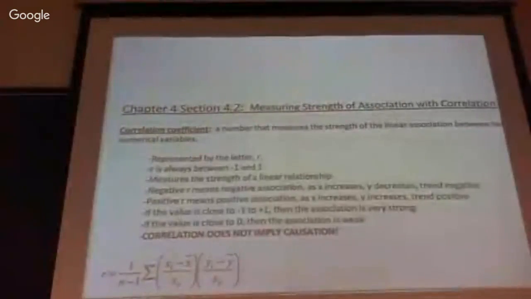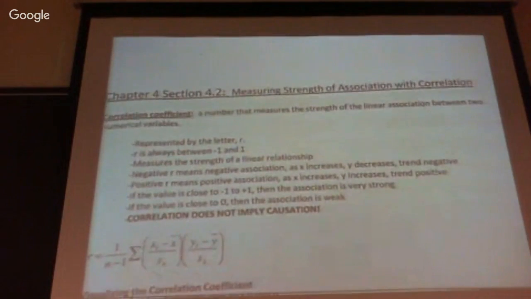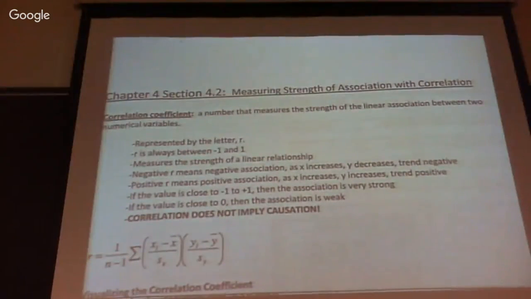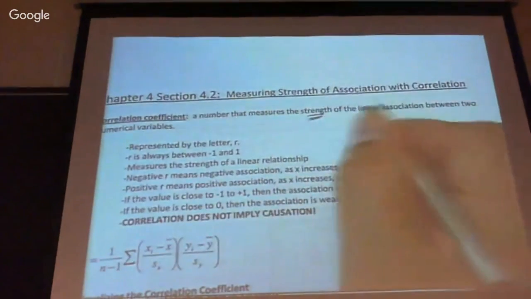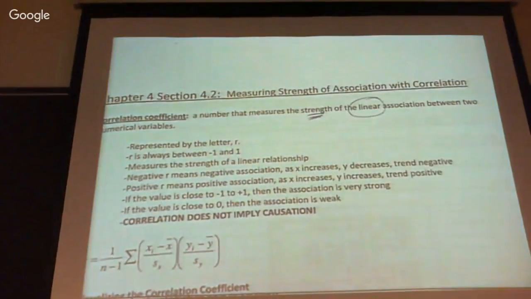Technically, yeah. It's definitely not weak, and you'll see why in a minute. For strength, we actually have a number, and that number is correlation. Correlation is a number that measures strength, but only if it's linear, and only between two numerical values.